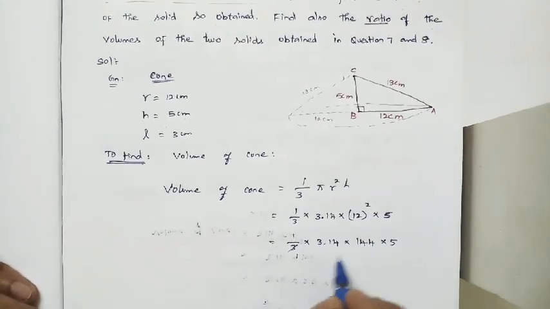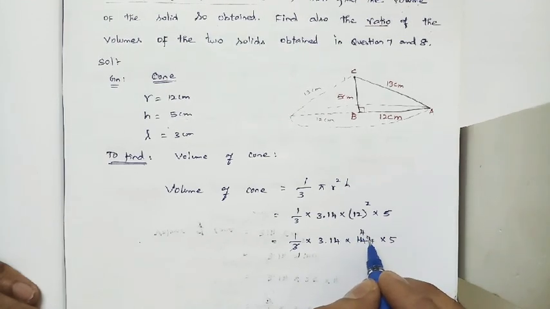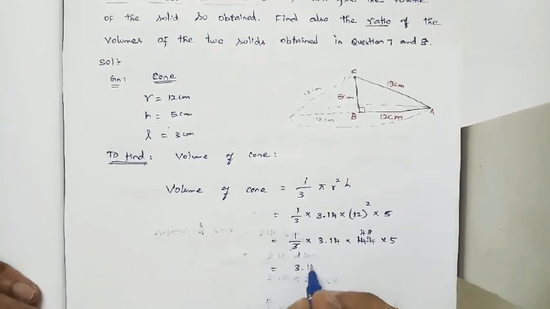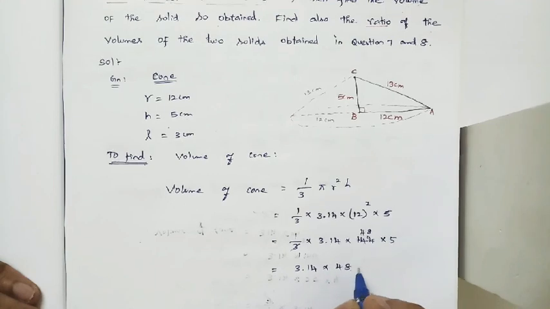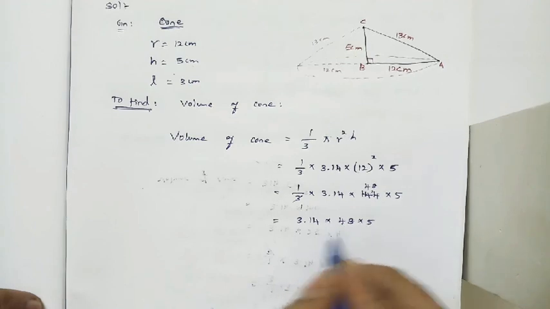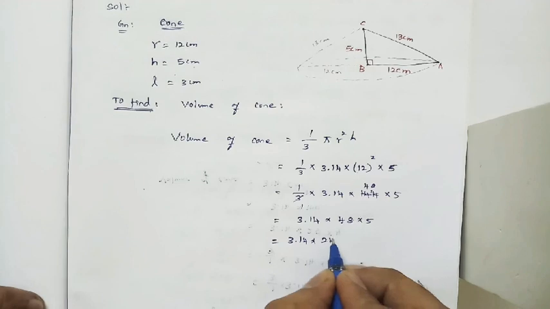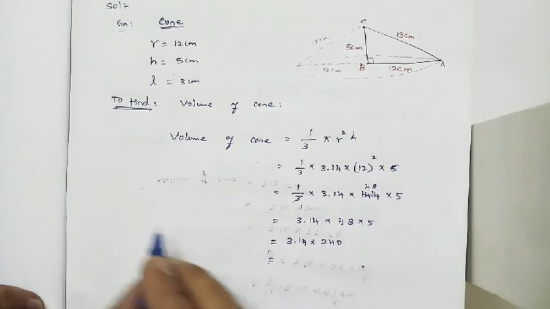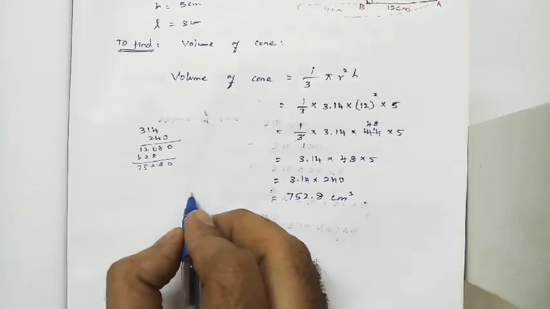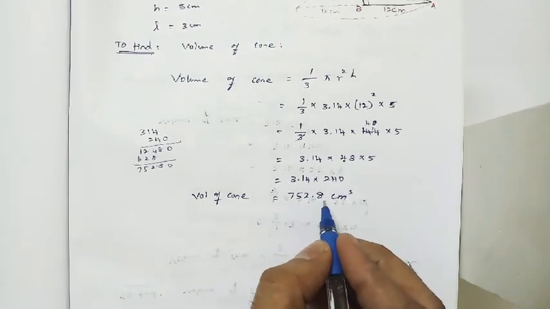So we can simplify: 1 times 40, 4 times 2 balance 24, 8, 48 times. So it is equal to 3.14 into 48 into 5, right? 48 into 5 is 240. So 3.14 into 240 is equal to, so volume of cone is equal to 752.8 centimeter cube.